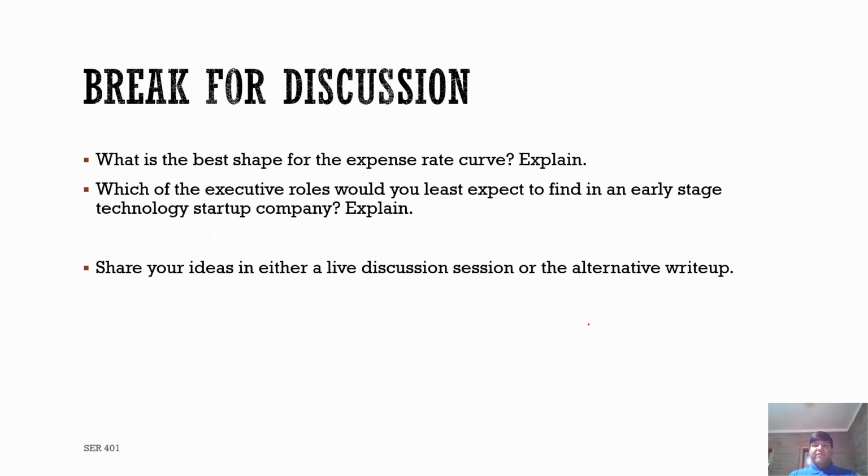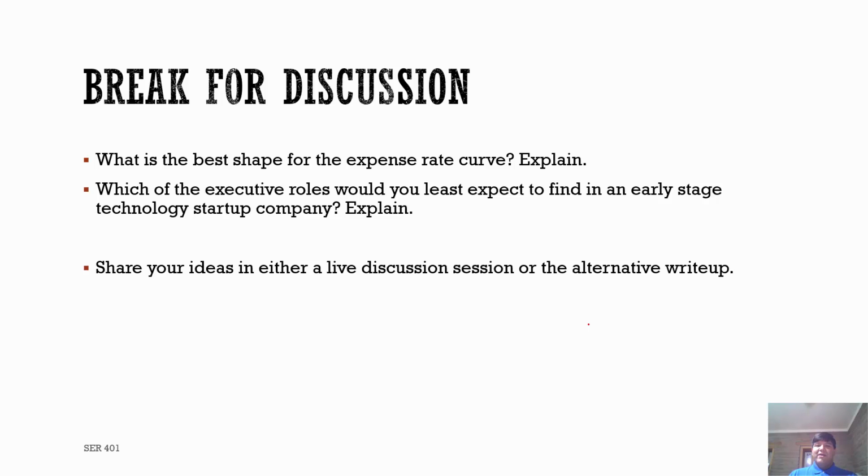Okay, so for some discussion here, I have a couple of questions for you guys to think about, and then bring to one of the live discussions, or if you can't make it to those, to do the write-up on it instead. So the first question is, what is the best shape for the expense rate curve? Think about that for a little bit, and think about the other curves as well, what they could look like, what would be good or bad for them, just for your own sake. This is the only thing I really want to discuss here.